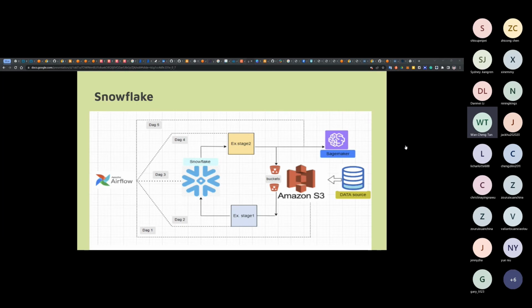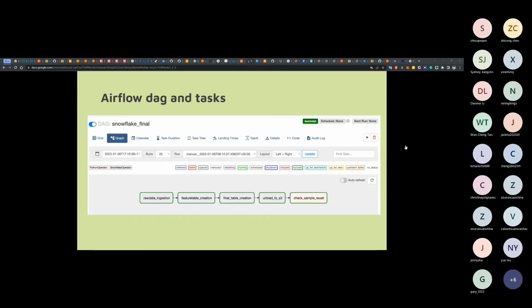Next page, please. In the context of Airflow, a data pipeline is created as a DAG, using Python to define the DAG. And the DAG file defines tasks and the dependencies between tasks in the pipeline. Next page, please.